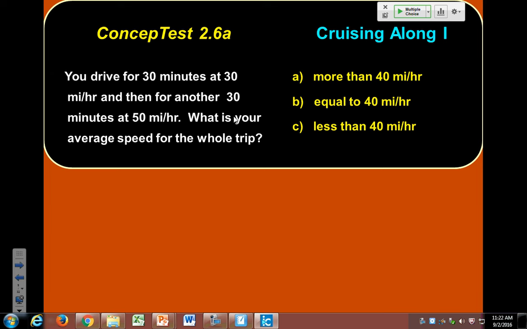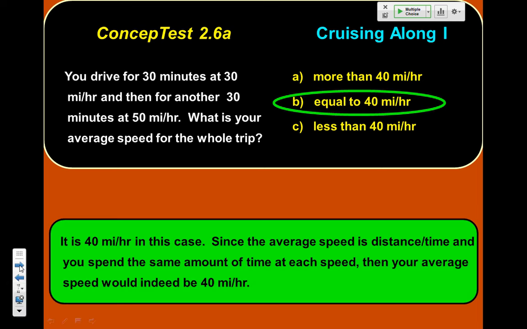Or you could say, because these two time intervals are the same, 30 minutes here and 30 minutes here, I can just say 30 plus 50 divided by 2 gives me 40. And that's okay too. But I always find it's best to return back to our definition for average velocity.